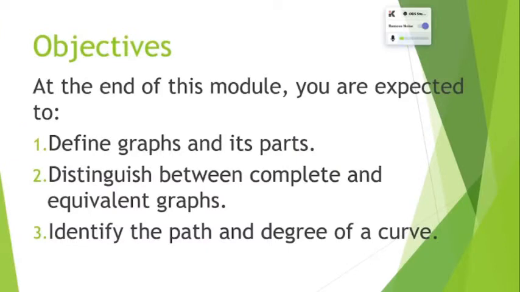Now, these are the objectives of this week's lesson. At the end of this module, you are expected to define graphs and their parts, distinguish between complete and equivalent graphs, and identify the path and degree of a curve. Now let's go with the next slide.